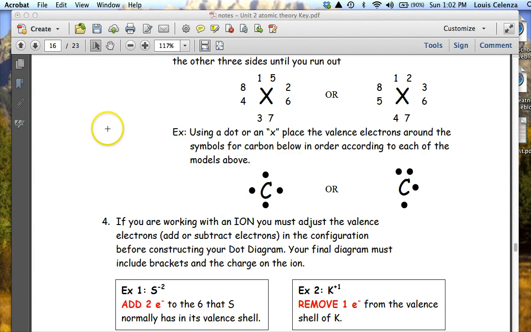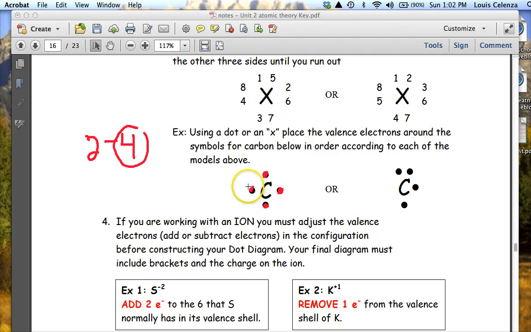If you look at the element carbon, carbon has an electron configuration of 2-4. Now you notice how they give you two different possibilities. I prefer this one. So basically what you say is, okay, carbon has 4 valence electrons. I'm going to start at the top and work my way clockwise. So that's my first electron, my second electron, my third, my fourth, which is all I need.